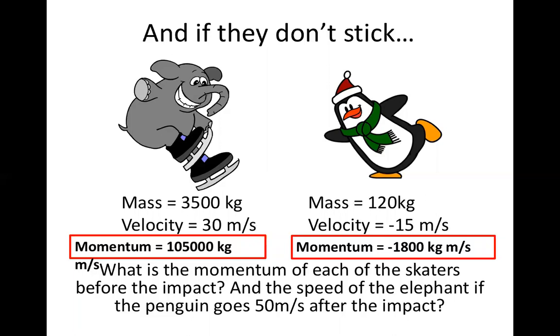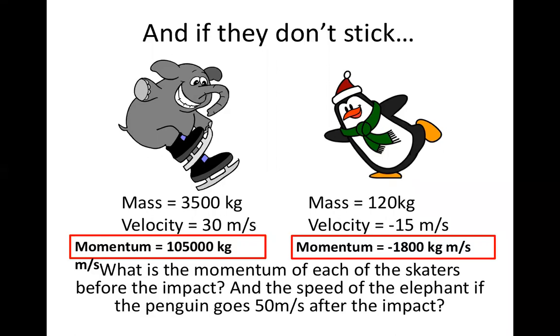Okay, guys, again, go step by step. Why are you torturing me? Go step by step. Look at it before collision first. Before collision, what is the mass of the elephant? 3,500. Correct. What is the velocity of the elephant? 30. Okay. What is the mass of the penguin before collision? 120. Velocity? Negative 50. Okay, so this is all before collision.